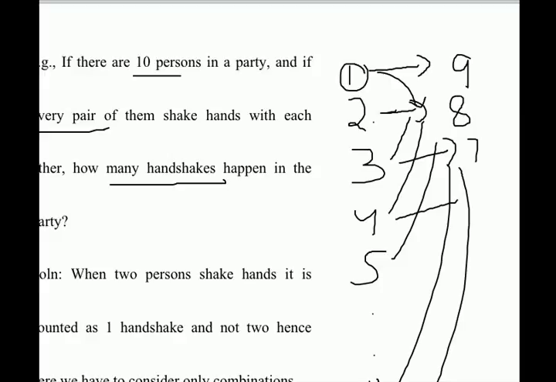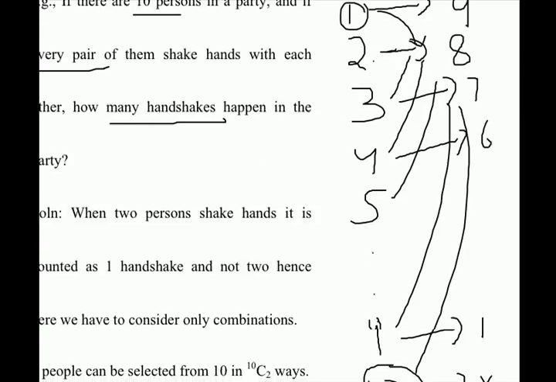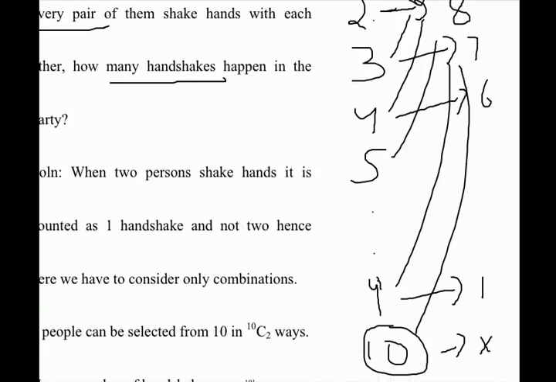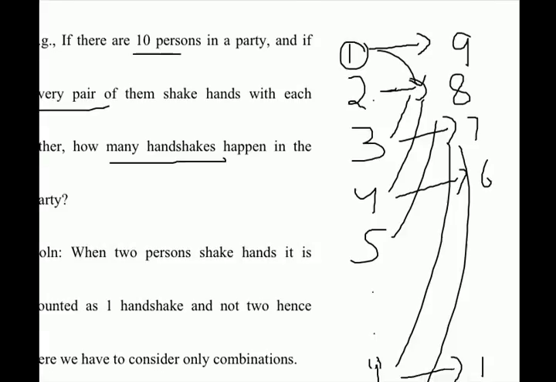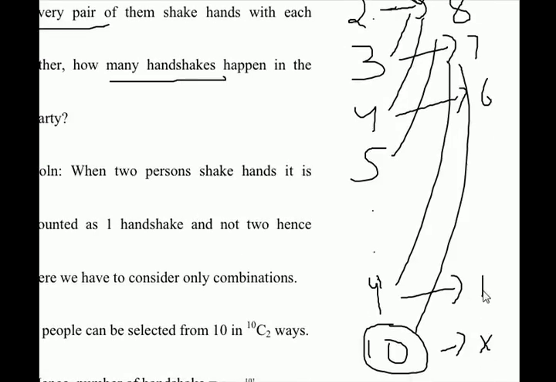The fourth person 6, and the ninth person has only Mr. 10 to shake his hands with, so 1, and 10 person has no one because the others have already all shaken his hand. So you see here that we are going from 9, 8, 7, 6 all the way to 1.